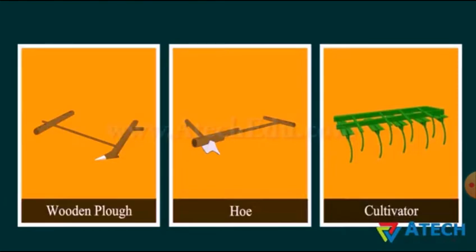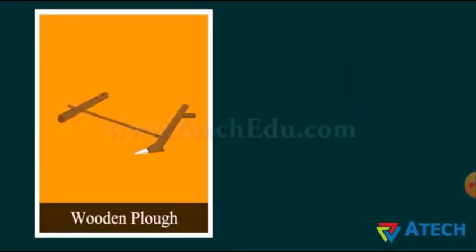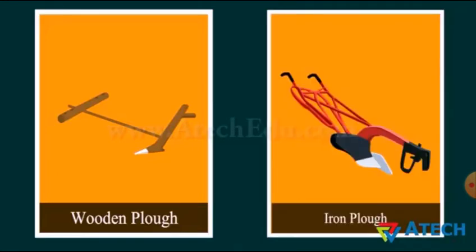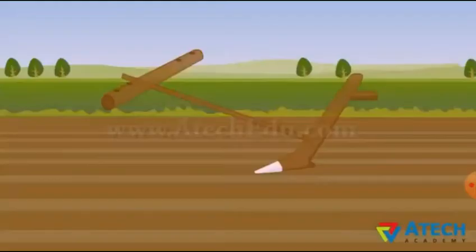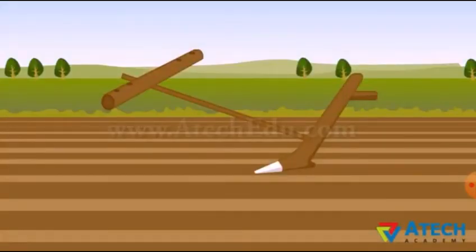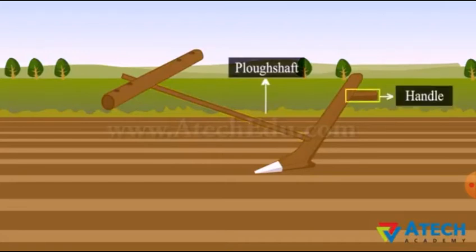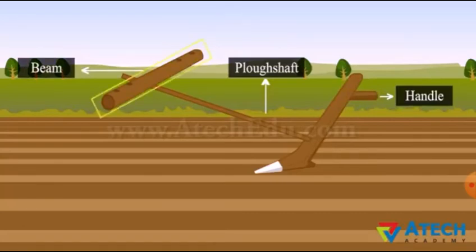A plow is usually made up of wood. But these days, metal plow is also being used. The main part of the plow is called the plow shaft. We can also see a handle attached to it. There is also a beam attached to the plow shaft. Beam is placed on the neck of the animal pulling the plow. The triangular iron fluke is called plowshare.